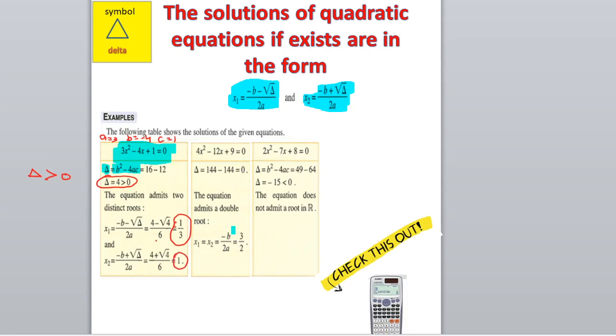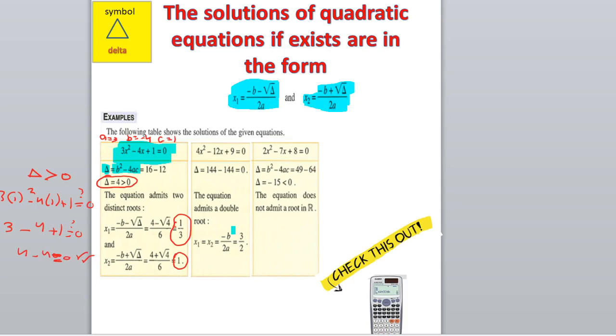Now what do you do? Substitute 1 here, and it should satisfy. Let's try. I'm checking if it's true. 3 times 1 squared minus 4 times 1 plus 1, does it equal 0? 3 times 1 squared is 3, minus 4 times 1 is 4, plus 1. Does it equal 0? It's clear: 3 plus 1 is 4, minus 4 is 0. Equal 0. True. 1 over 3 works the same way. Try 1 over 3 too, it will come out true.